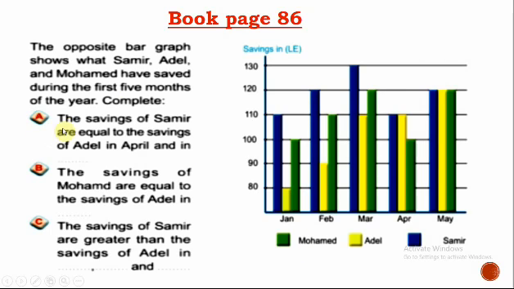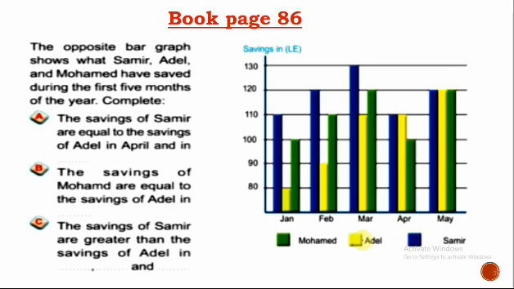Complete. A. The savings of Samir are equal to the savings of Adil in April and in. Here he is talking about Samir and Adil. Where is Samir? Samir is the blue part. And where is Adil? Adil is the yellow part. So here in this question I am talking about the blue parts and the yellow parts only.